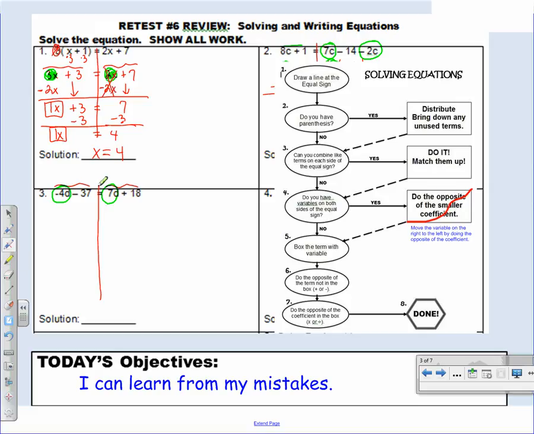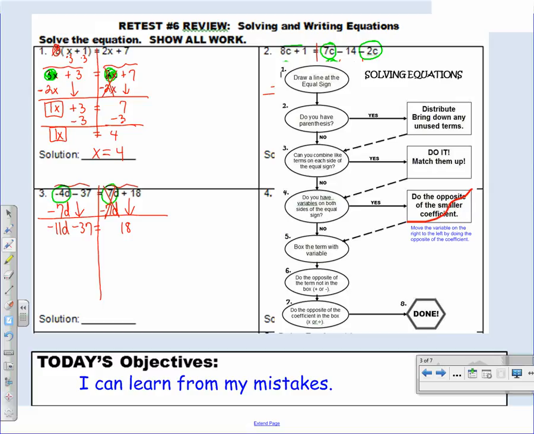We're going to move the 7d, so the one on the right, to the left by changing its sign, so it becomes minus 7d. Negative 4d minus 7d is a negative 11d. The minus 37 comes down. 7d minus 7d is 0. The 18 comes down.